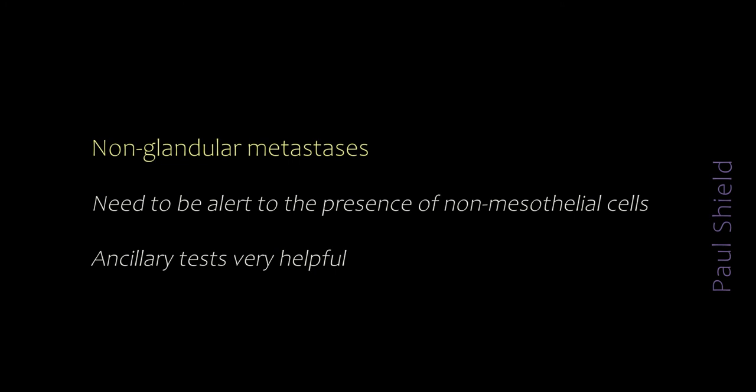So just in summary, non-glandular metastases are a lot less common, but you really need to be alert for anything that looks like it's not mesothelial cells, because that's going to be a metastasis usually. And use of ancillary tests is really essential in this area. So in all of those examples I showed you, we would use immunohistochemistry, or in the case of lymphoma, flow cytometry, to confirm the diagnosis.